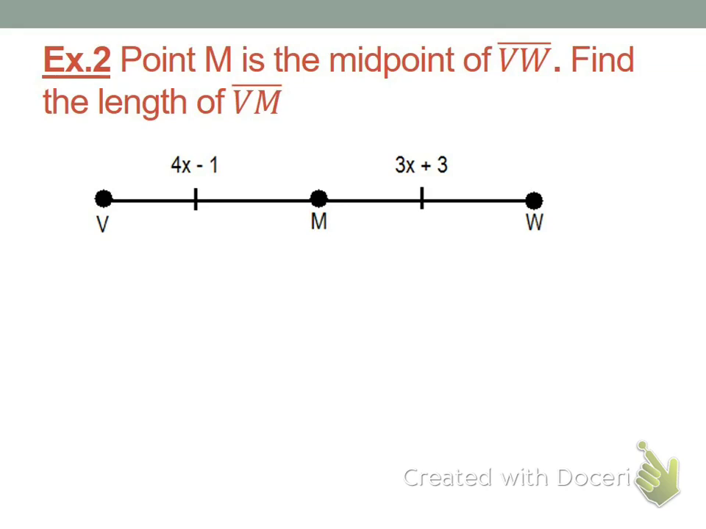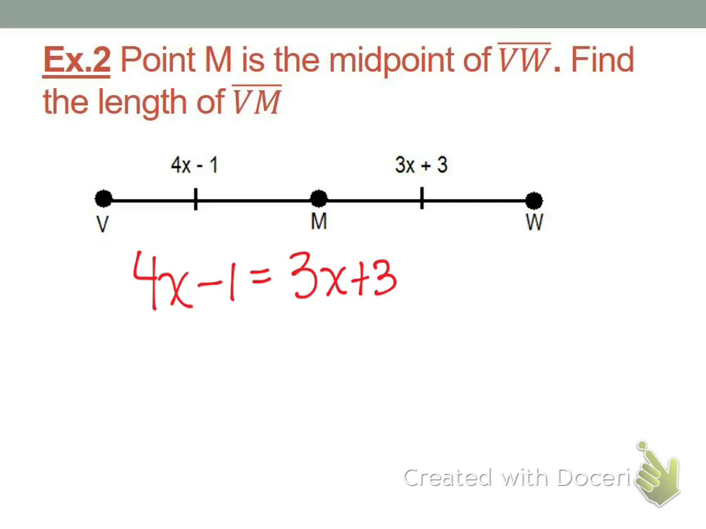No, we actually don't need to know the length of VW first. In order to find the length of VM, I need to know what X is. If I know what X is, I can plug it in and solve. And Ariana told us how to do that. Set them equal to each other. We know that they're congruent, so they can be set equal to each other. This is why we don't need to know the length of the whole thing. Yes, if we knew it, we could use segment addition like we did yesterday. That's another way to solve the problem. But they didn't tell us the length of VW, so we cannot go that route.